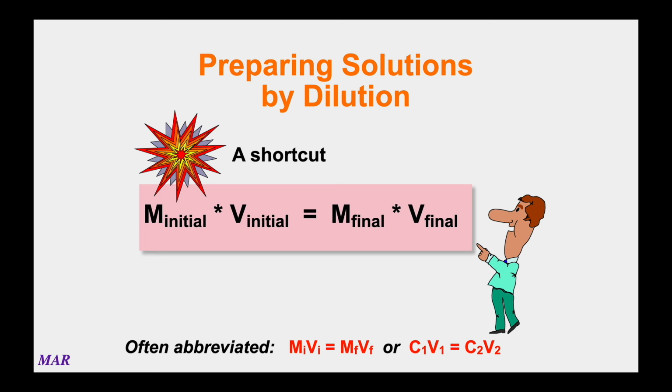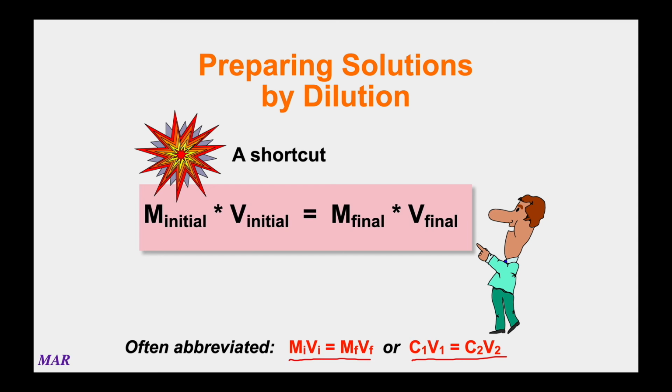And instead of calling it M initial, V initial equals M final times V final, sometimes people will abbreviate it something like MiVi equals MfVf. I means initial and F means final. Or sometimes it's C1V1 equals C2V2, where C is the concentration. But all this is really saying, remember, molarity is moles per liter. And if volume is in liters, then it's saying moles initial equal moles final. All right? They just cancel out.